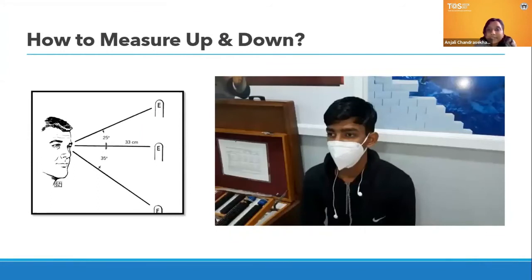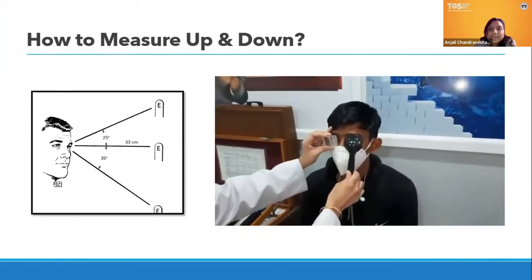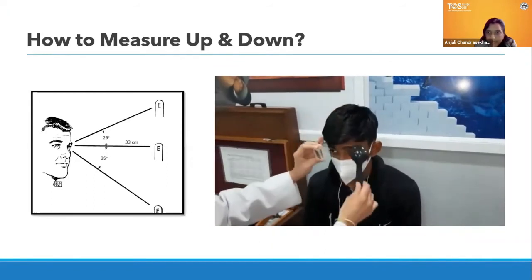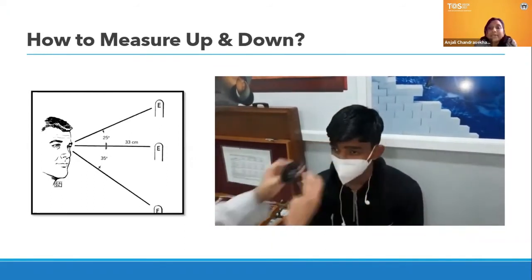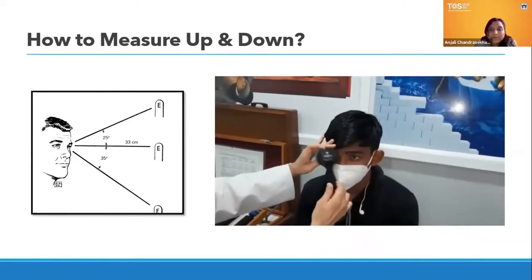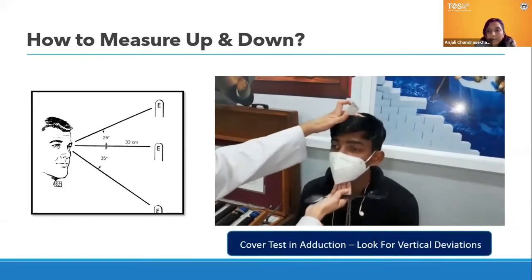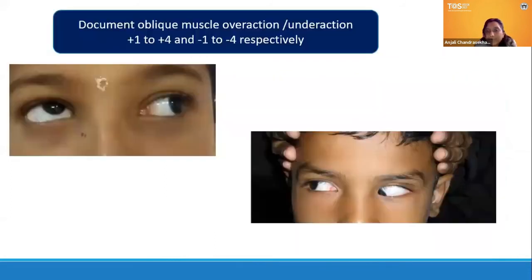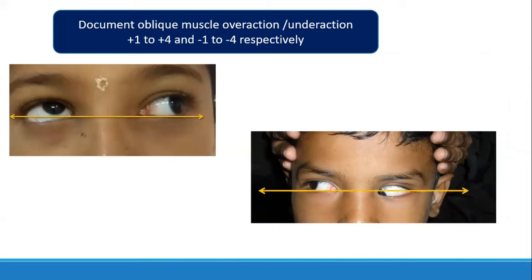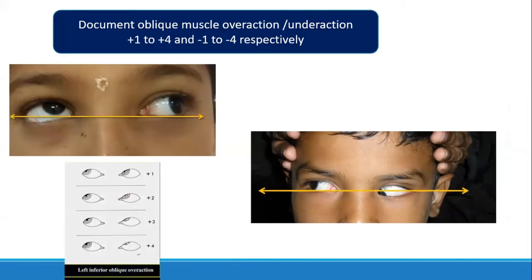The easier way to measure is actually by doing the prism cover test by tilting the patient's head down and up, rather than moving the fixation targets up and down. And it is a clue to also know that there is an oblique overaction is to look for the cover test in adduction, also called a cross cover test, and look for any hyper or hypotropias. Also, we need to document oblique muscle overaction as +1 to +4 or -1 to -4, depending on the position of the limbus here. We can note that.